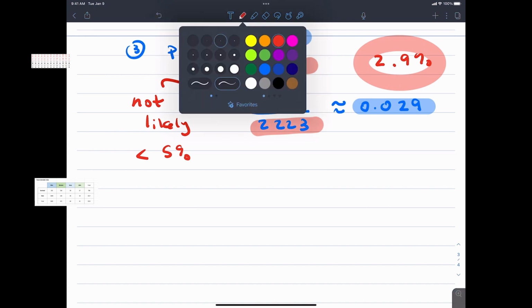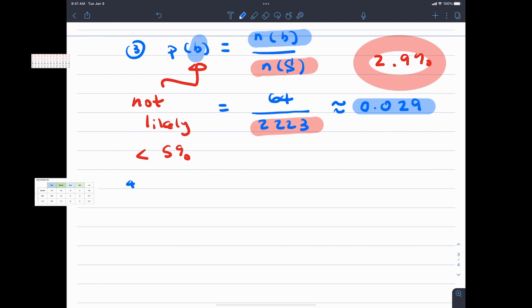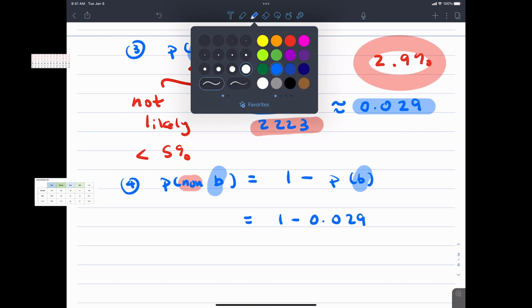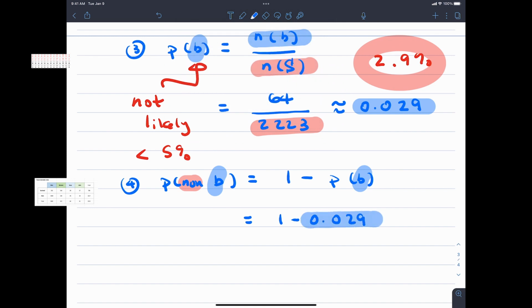Let's look at number 4. Probability you select a non-boy, what's the complement rule say? 1 minus the probability of selecting a boy. How do you know it's a complement situation? Non, that's the tip-off, okay? So, do I know the probability of selecting a boy? I sure do. It's 0.029. We figured that out in the last question.